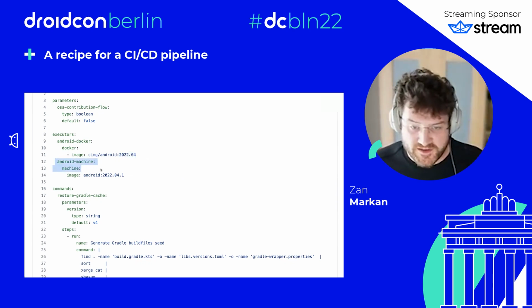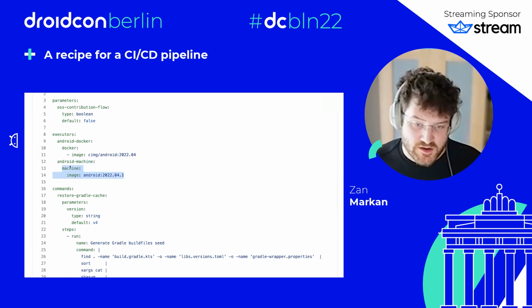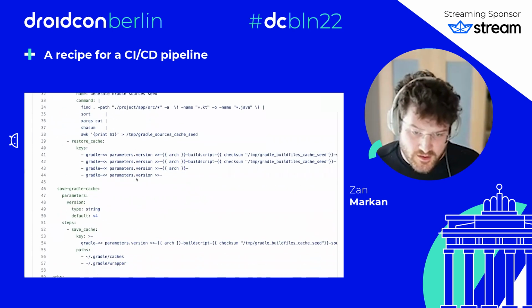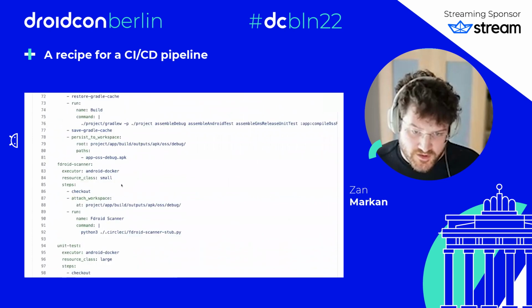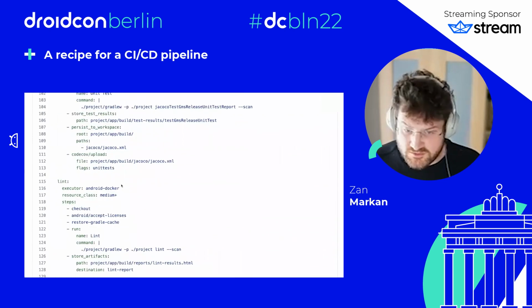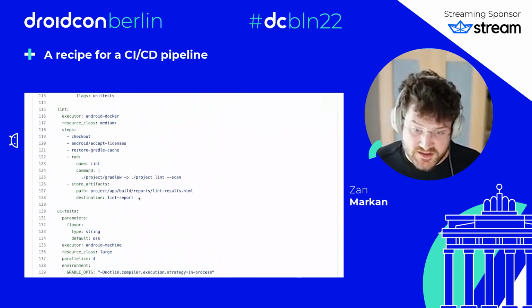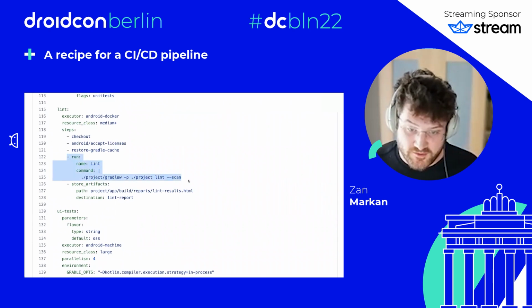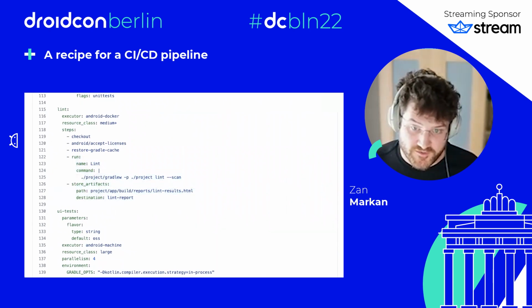The other type of executors is the machine images, which we'll use for our UI tests that run Espresso. More on them later. So, the lint step is very similar to this. Again, just use the Docker and then run a lint command and then store the artifacts.